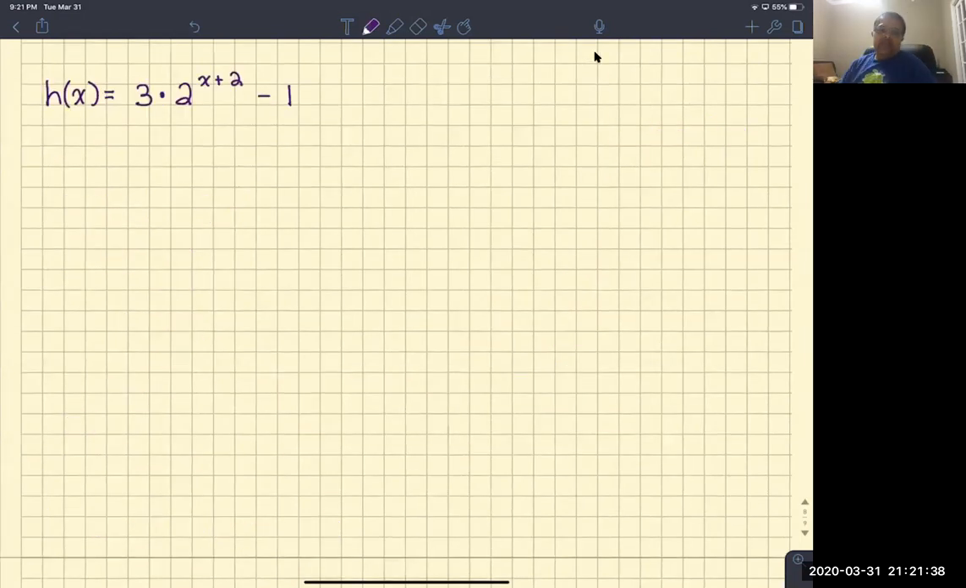So here's another example. So here's an exponential function, and I want to know the y-intercept, the transition point, the asymptote, and the domain and range. Well, this thing has something unique to it. It has 3 being multiplied to my exponential expression. So 3 is separate from this entire exponential expression.